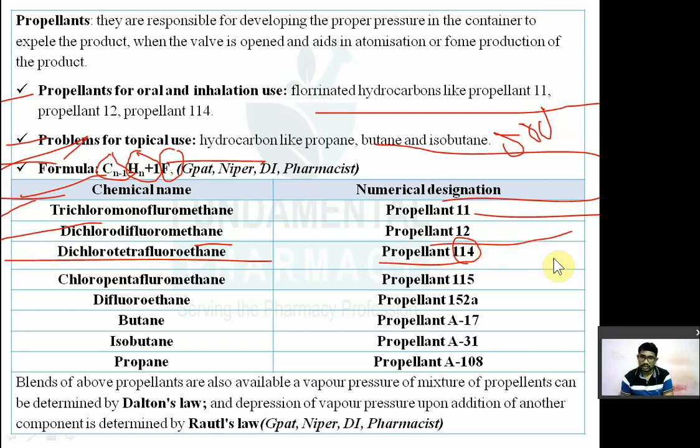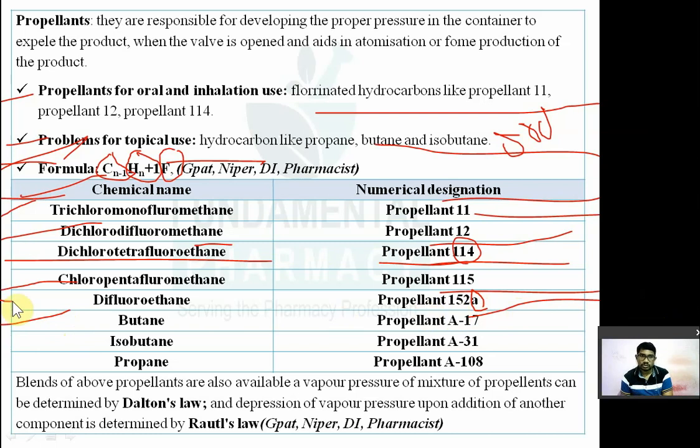Dichlorotetrafluoroethane is known as a propellant 114. Fluoropentafluoromethane is known as a propellant 115. क्वेश्चन इसके ऊपर एज इट इज आ चुके हैं. Now difluoroethane is known as a propellant 152A. What is A? A is nothing but the most symmetric isomer of that.